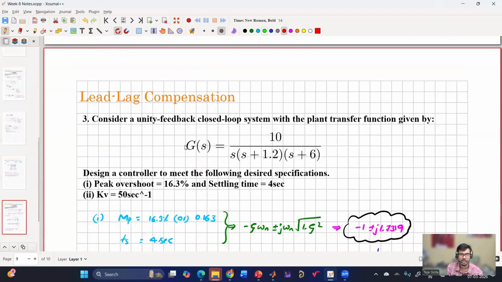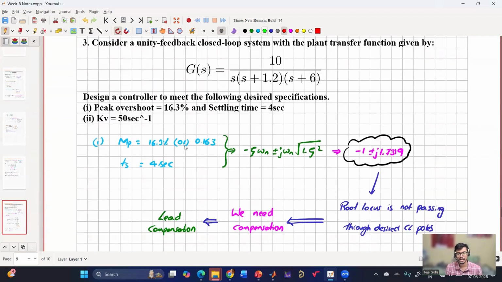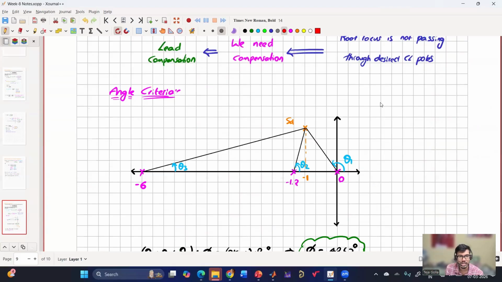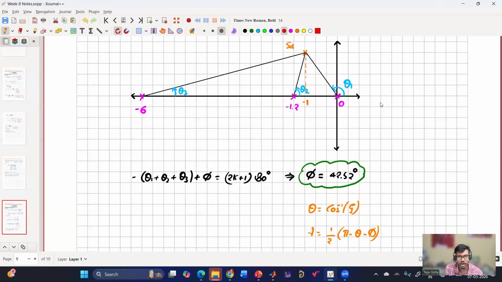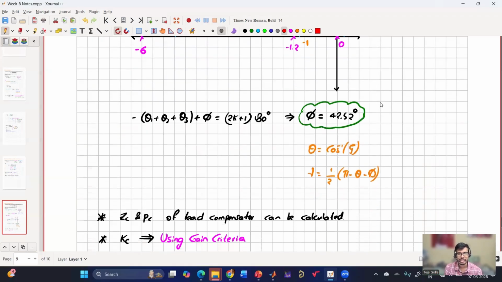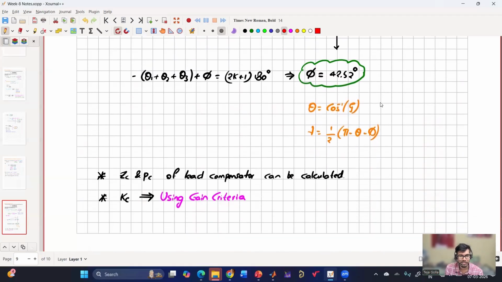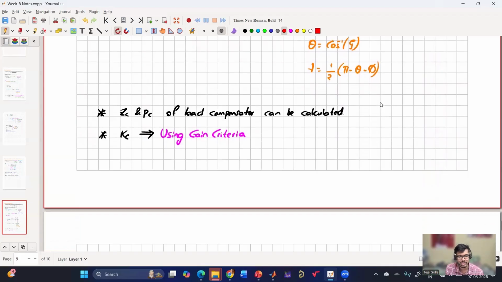So here I have considered one final example where I have given the transient requirements as well as the steady state error requirements. And then we have seen that the transient requirement cannot be met by simple gain. So we need compensation, and we'll be designing the lead compensation. First we have to check how much phase is needed, and gamma and theta can be obtained using this. And once I have obtained this, I have calculated both ZC as well as PC.